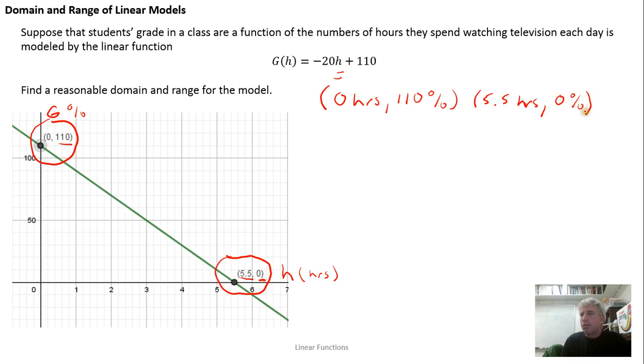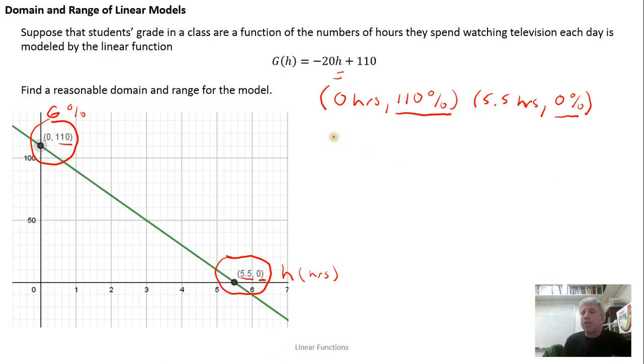And then what we can do is think about these two intercepts and identify whether or not they make sense and could possibly establish a domain and range for us. So 0 hours of TV watching is definitely within the realm of possibility, and 5.5 hours of TV watching is definitely within the realm of possibility. A score of 0% in a class is within the realm of possibility, and a grade of 110% is within the realm of possibility if the instructor is giving extra credit. If the instructor isn't giving extra credit, then you can't get a grade of 110%. You could only get a max grade of 100%.